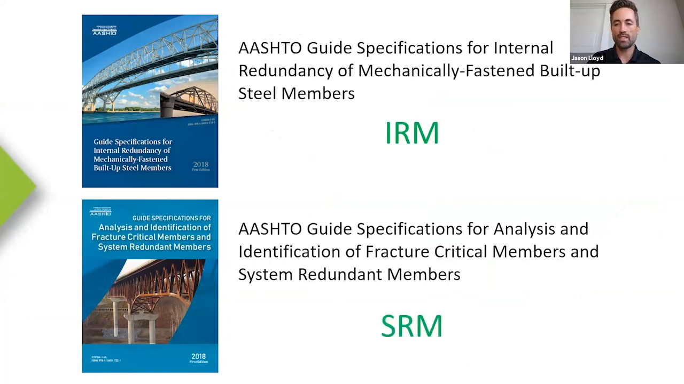The bottom specification is the AASHTO guide specifications for analysis and identification of fracture critical members and system redundant members. System level redundancy prevents the partial or full collapse of a bridge following failure of a system redundant member, or an SRM, by redistribution of load through the interconnected system of primary and secondary members as well as the deck.